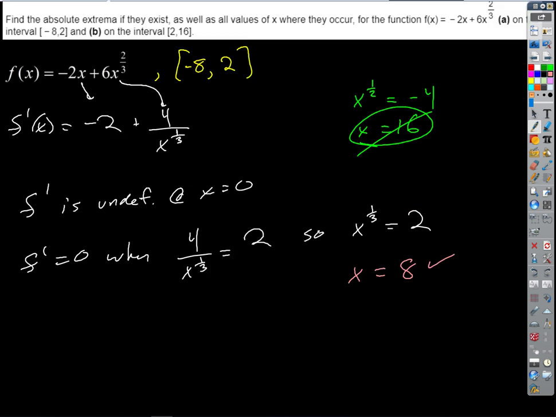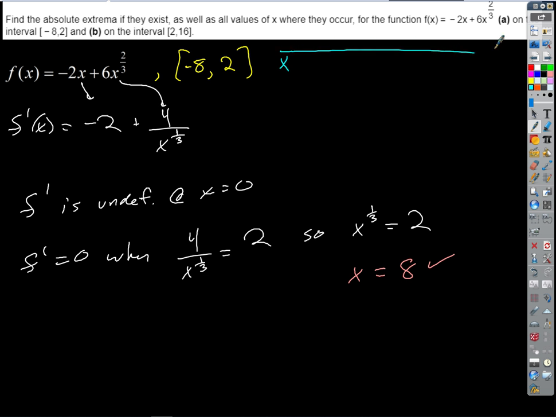So let's make our table for, I'm just going to use this spot up here, this interval first. Remember how we make these tables. We've got our x-axis, and we're on the interval from -8 to +2. Do we get any interior critical numbers there? 0. 8 is outside of that interval, isn't it? But 0 is not.